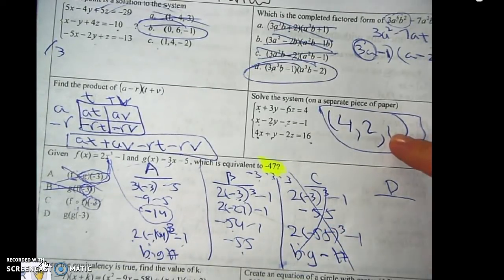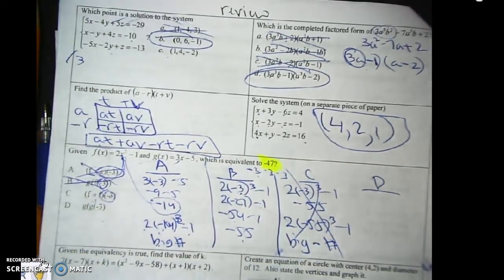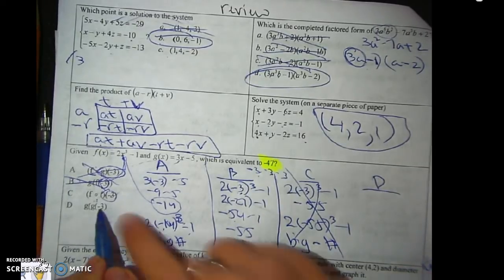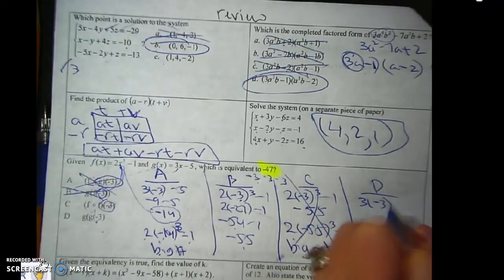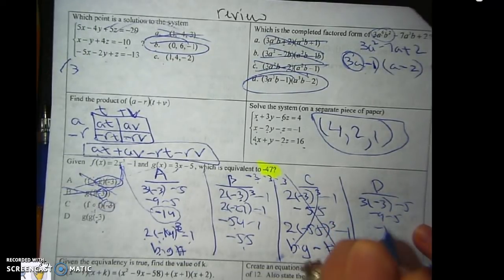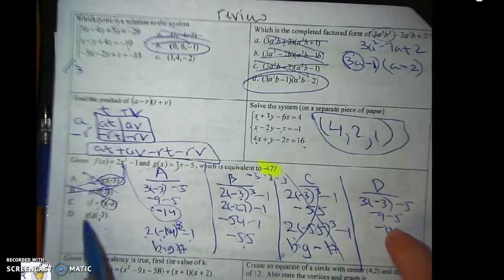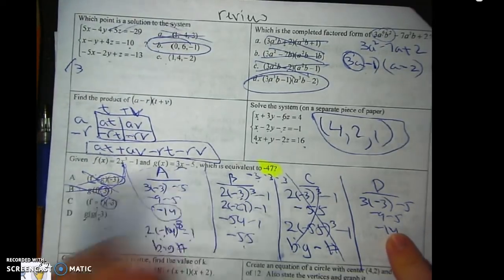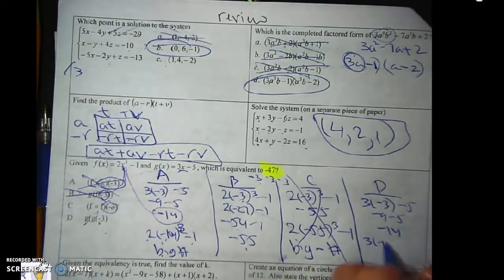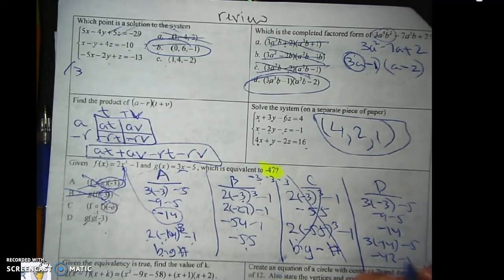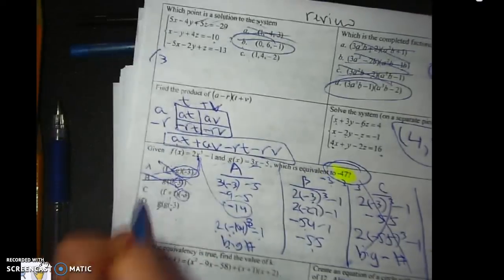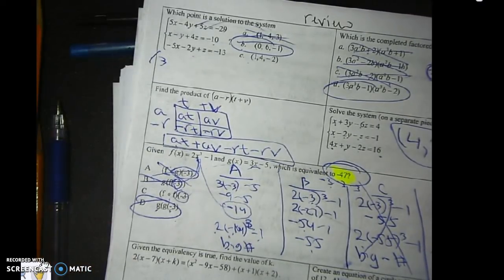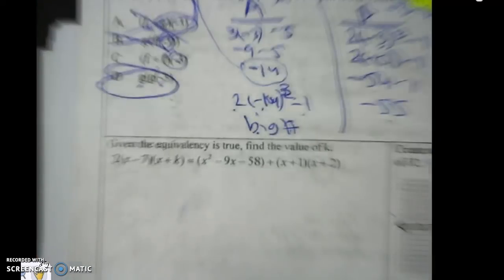Hopefully one of them works. By the way, more than one could work, but maybe only one's going to work. I'm going to take negative 3, put it in for G, then take that again and put it in for G. You're right, it does equal negative 47. So boom, the answer is D. Okay. All right, let's go to the next one.